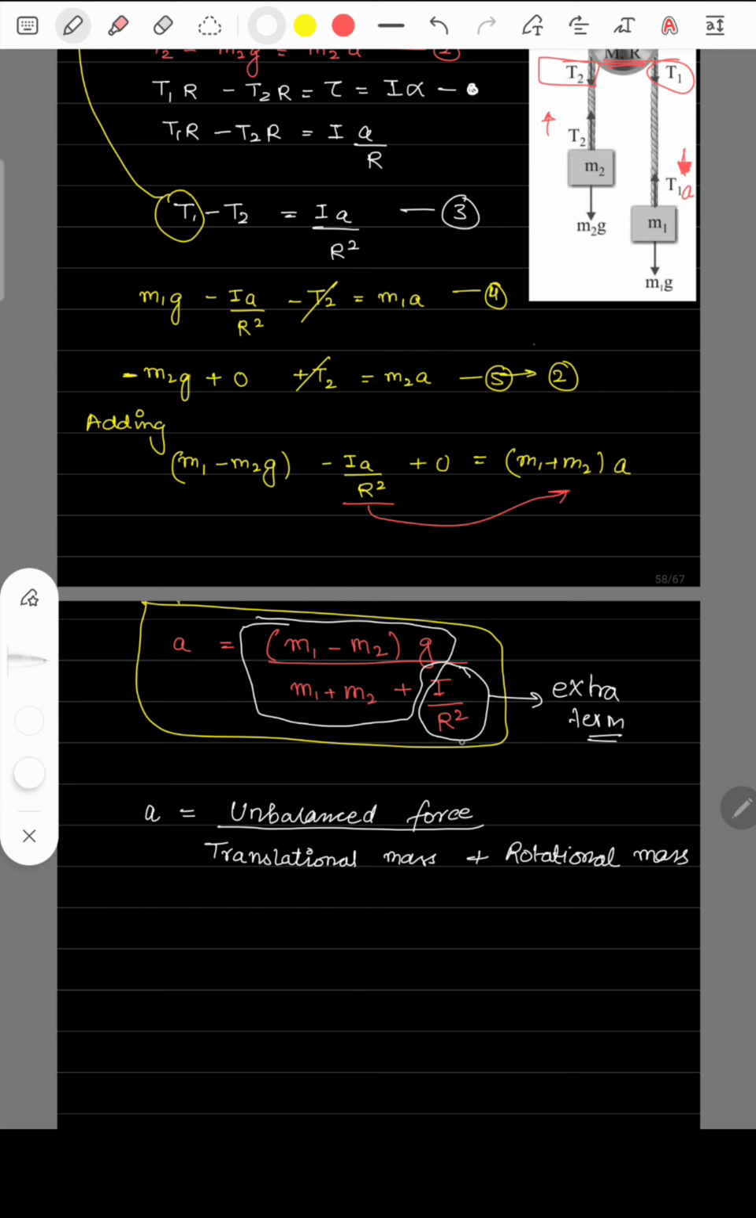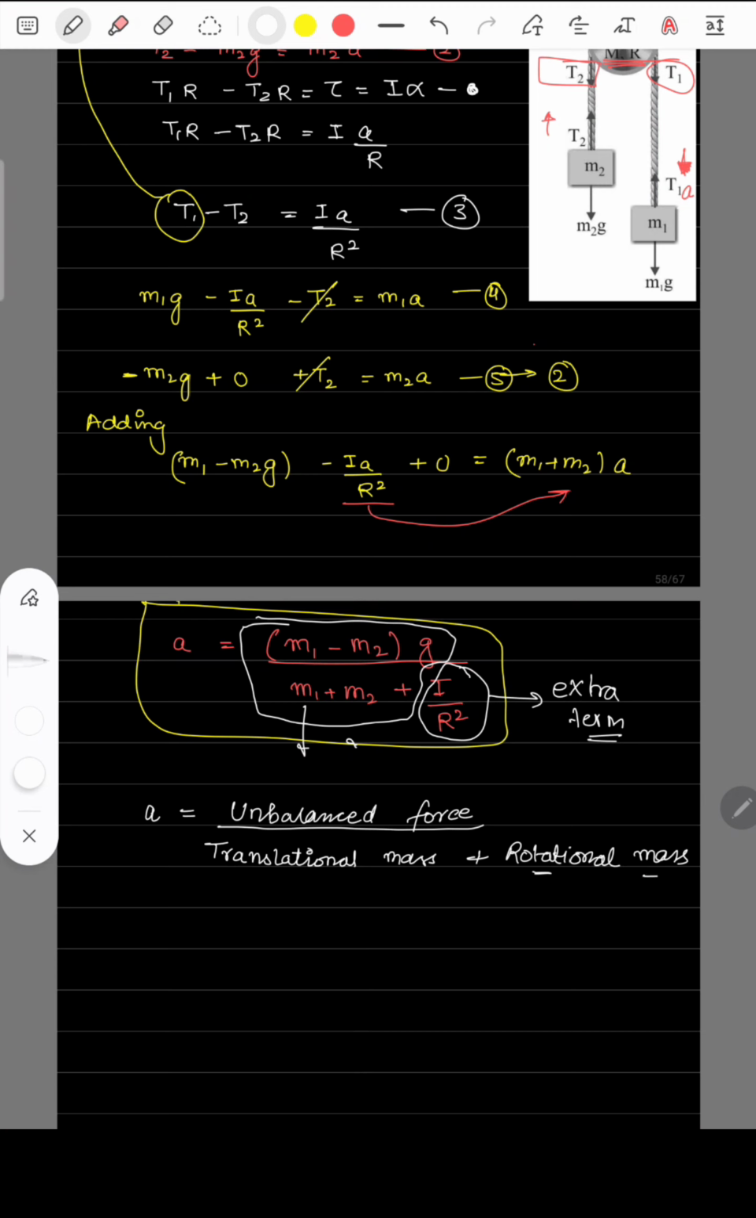Now I am saying I by R square as rotational mass because the dimensions of the I by R square term is nothing but that of mass. We know from the units and dimensions chapter that only quantities having the same dimensions can be added. So if this is mass, this term also has the dimension of mass. That's why I am writing rotational mass.